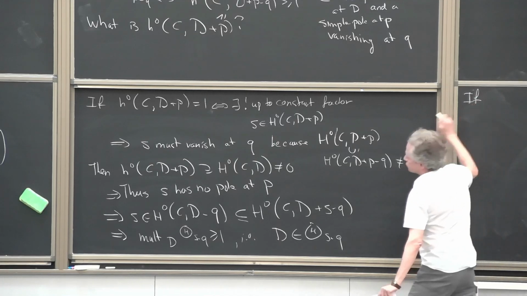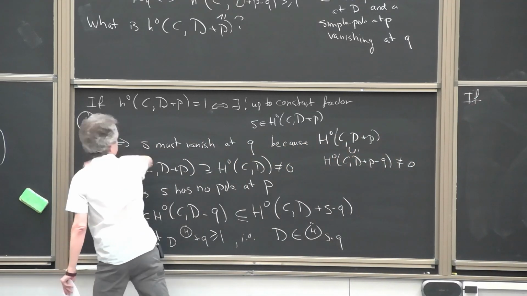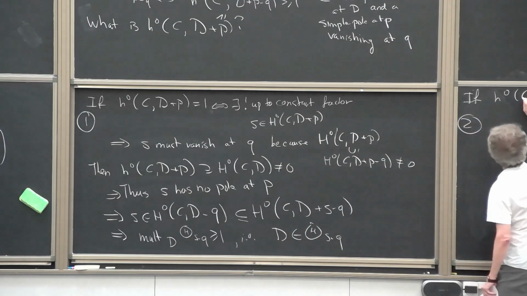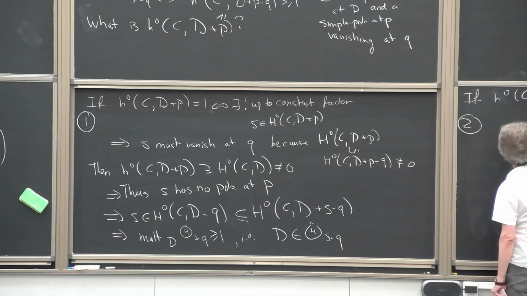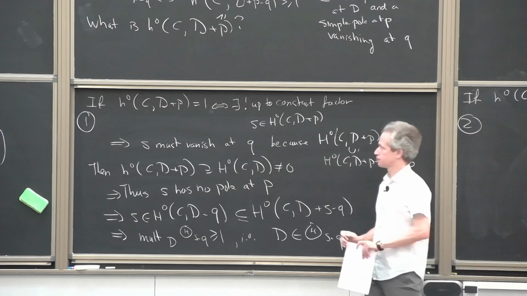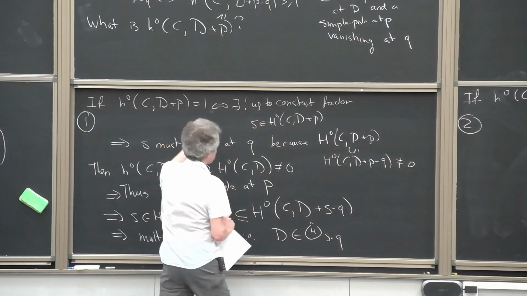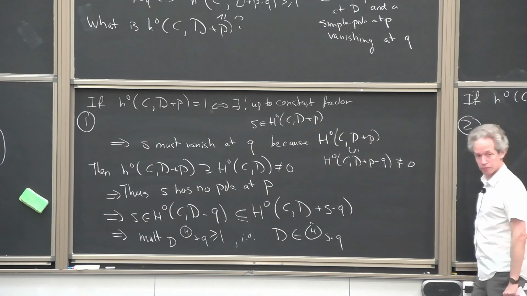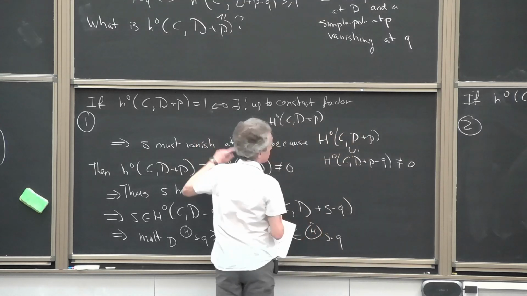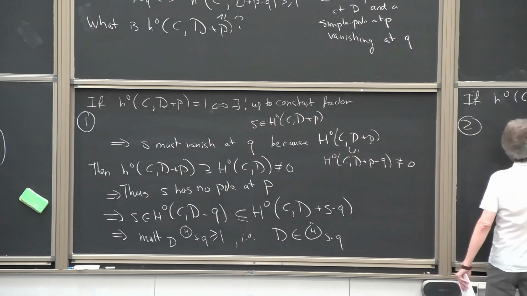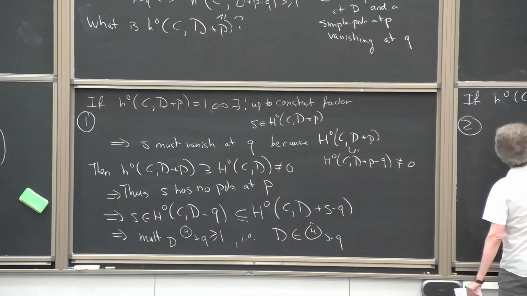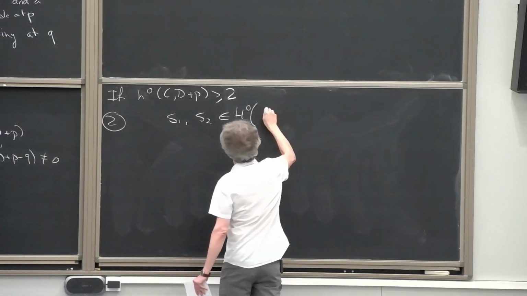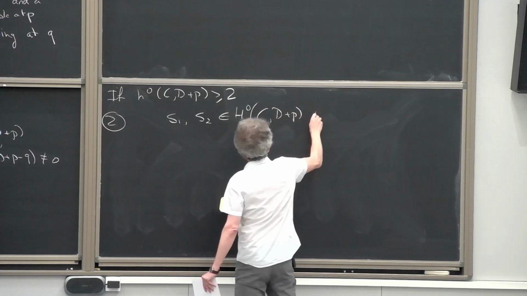So this was case 1. Case 2 is if this space of sections is larger than one-dimensional, right? So if it's larger than 1, the next integer is 2. So this is at least 2, right? So if I have 2 sections here, so suppose I have 2 sections, S1 and S2. Suppose there are 2 sections non-linearly dependent.